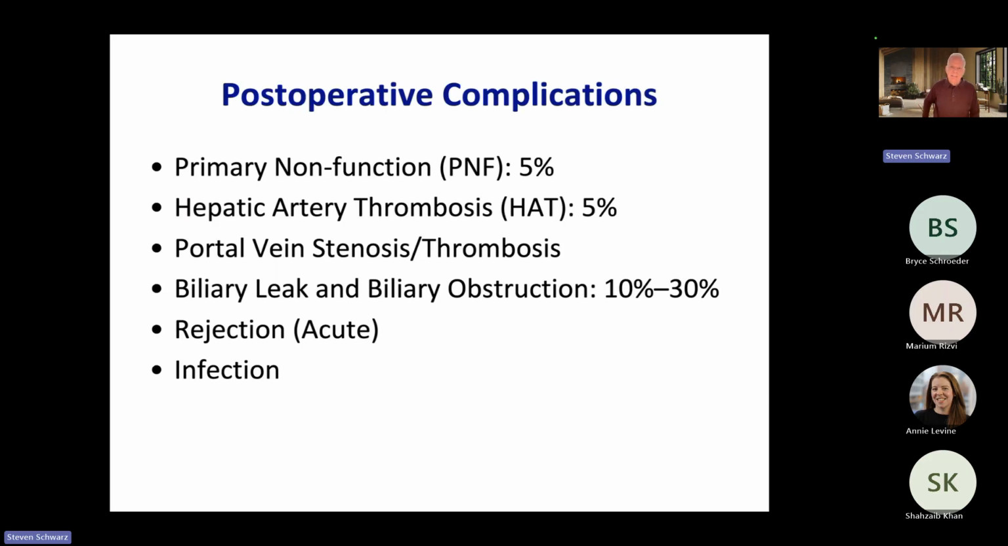Once the transplant is performed, we have to consider what the postoperative complications are going to be, and they're shown here. Primary non-function, hepatic artery thrombosis. This is particularly a problem in the neonate. Portal vein stenosis or thrombosis, biliary leak or biliary obstruction, which is of this group the most common complication. And then we have the problem of rejection, and we'll talk about acute and chronic rejection. And of course, in the immunosuppressed patient, infection.